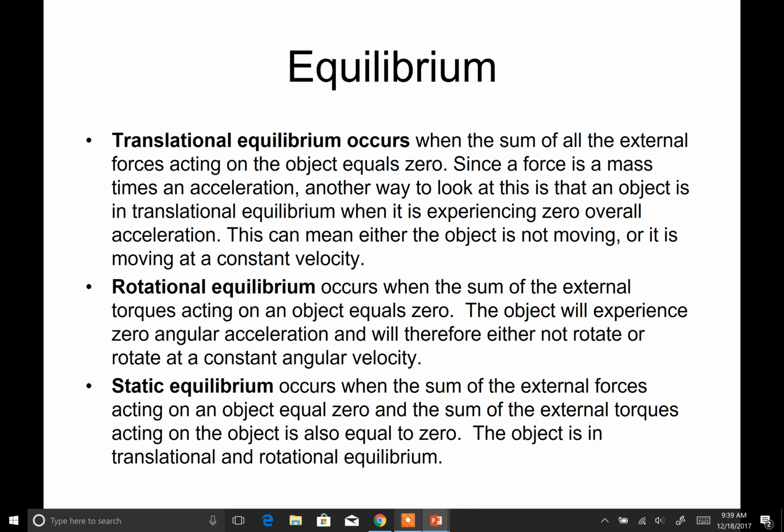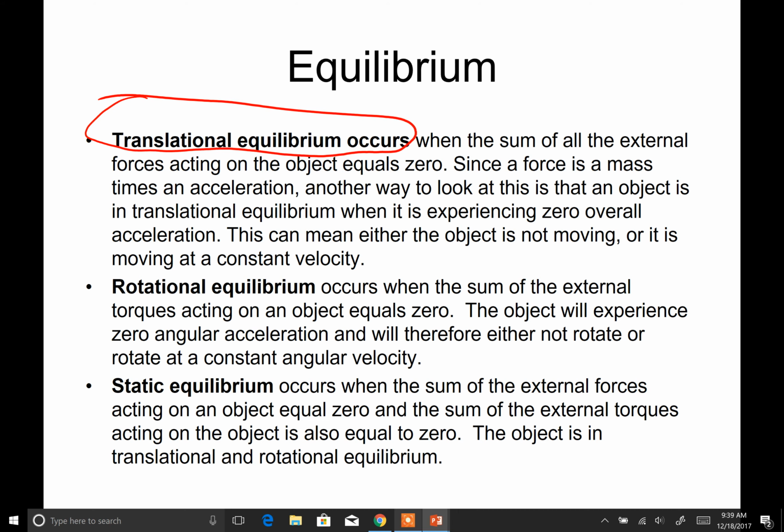Let's also talk about equilibrium for a minute. We've dealt with translational equilibrium several times in this course already. Translational equilibrium happens when the sum of all the external forces acting on an object is equal to 0. Since force is equal to mass times acceleration, another way to look at this is that an object is in translational equilibrium when it's not accelerating, when it has 0 acceleration. This can mean either the object isn't moving at all, or it might be moving at a constant velocity.